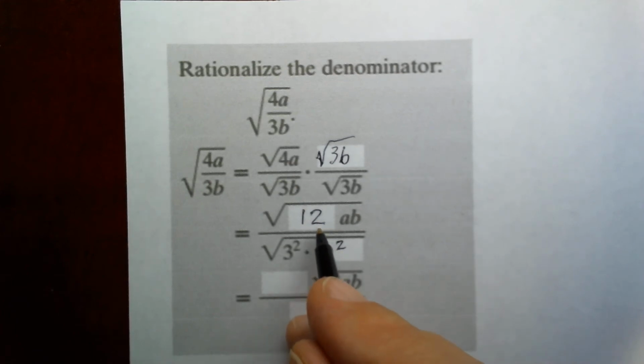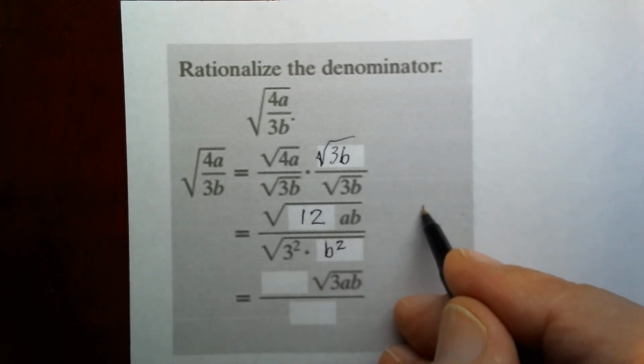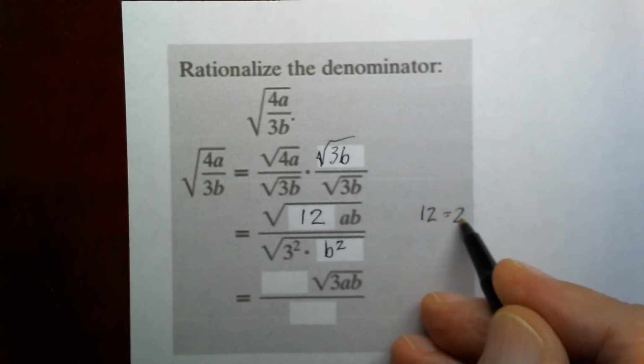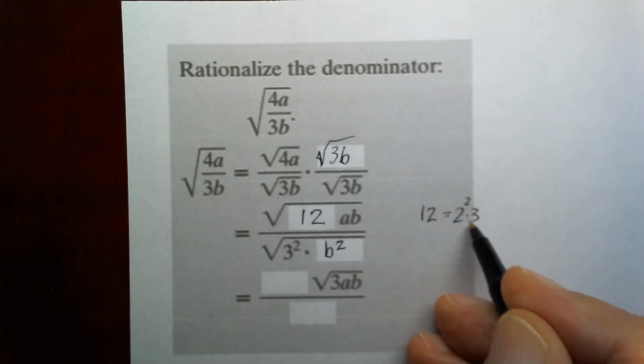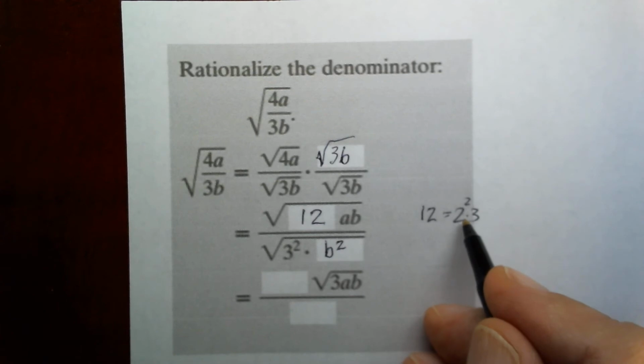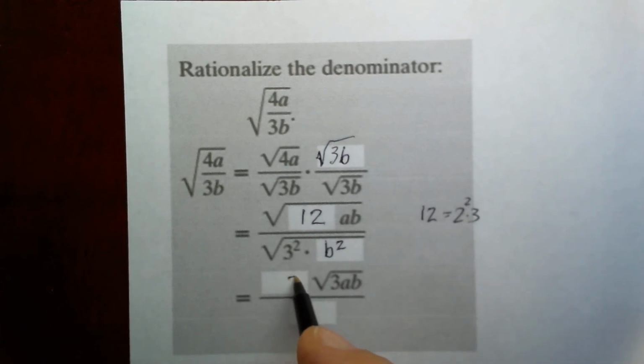And so we can write 12 as 2 squared times 3. And the square root of 2 squared is 2. And then in the denominator, we have the square root of 3b quantity squared, or 3b.